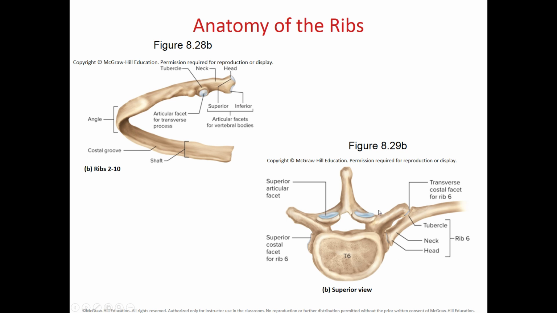And this is how the thoracic vertebrae connects to the ribs. So this is the head, connects to the costal facets. This is the tubercle that connects to the transverse process in the transverse costal facet.